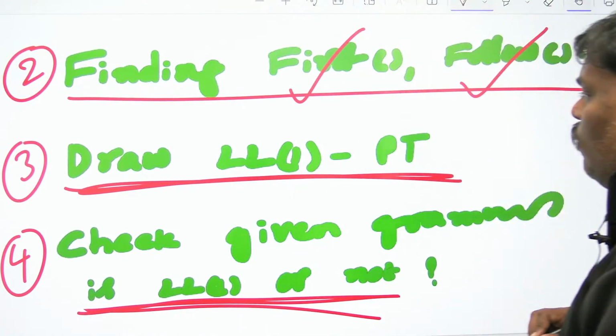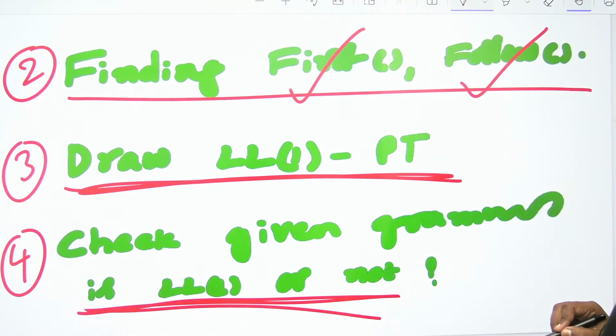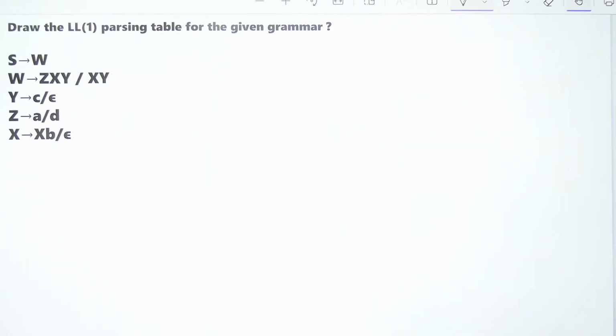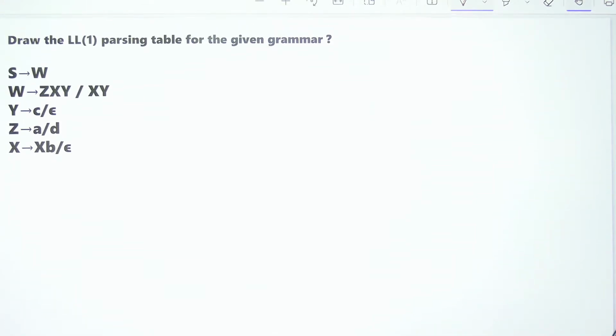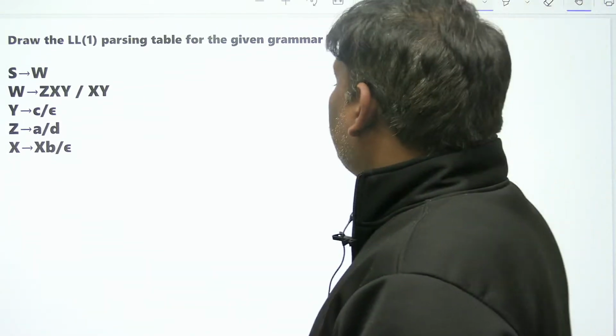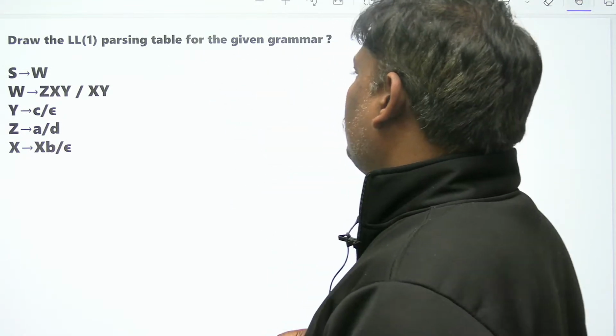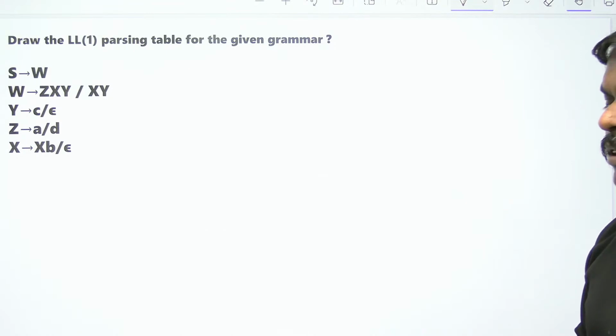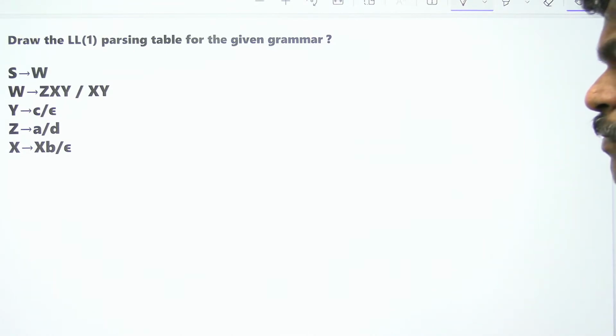Finding first and follow. Next one, draw LL1 parsing table. 4, check whether the given grammar is LL1 or not. We will see this problem. Drawing the LL1 parsing table will come in the exam. Please take care.